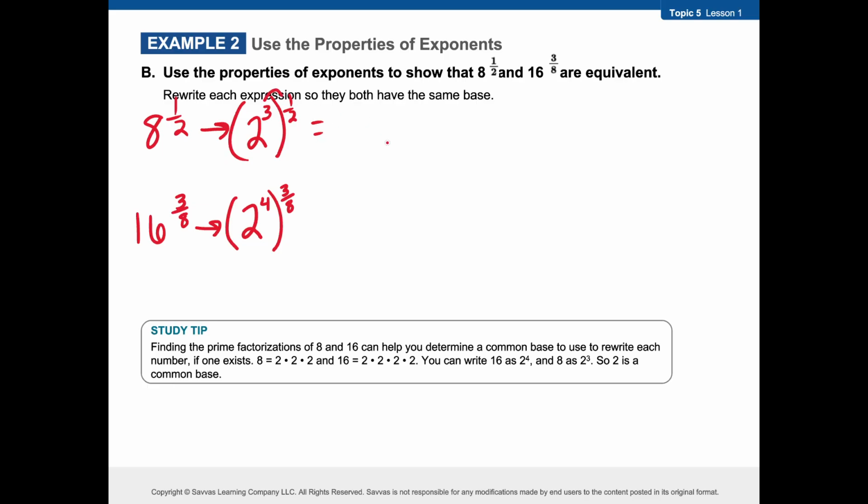So power to a power, multiply. So 3 times 1/2 would be 3/2. Power to a power here would be 12/8, and I can simplify 12/8 by 4. 4 goes into 12 3 times, 4 goes into 8 twice. So 2 to the 3 halves, 2 to the 3 halves. So these two would be equivalent expressions.